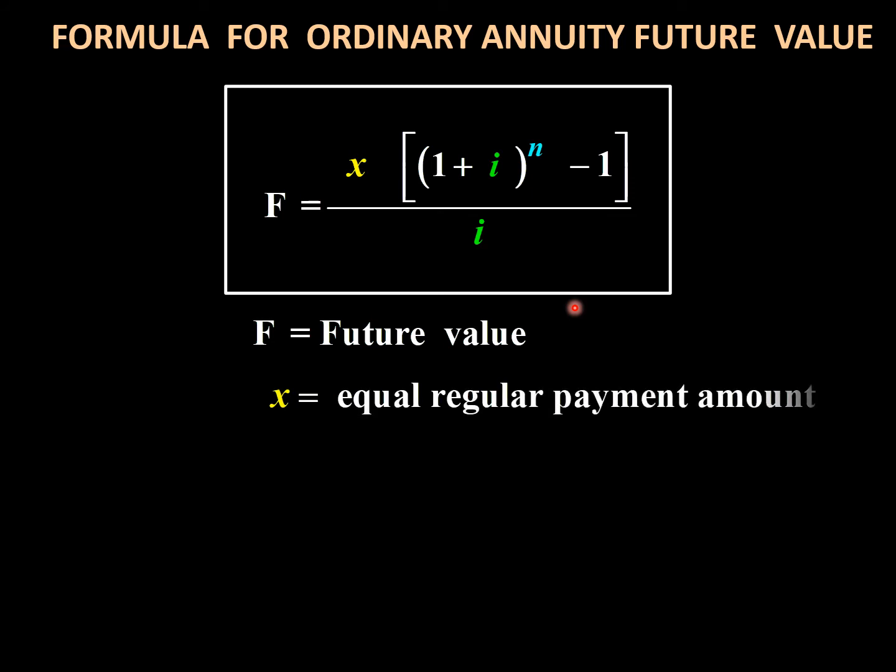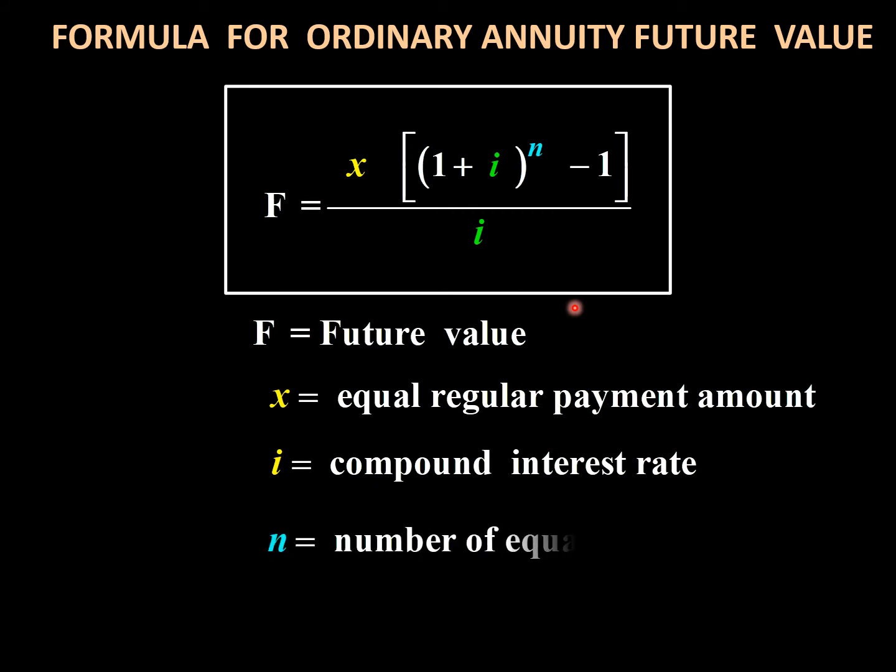X stands for the equal regular payments. I stands for the compound interest rate. And N stands for the number of equal payments. And that is the formula we'll use for calculating a future value of an annuity.